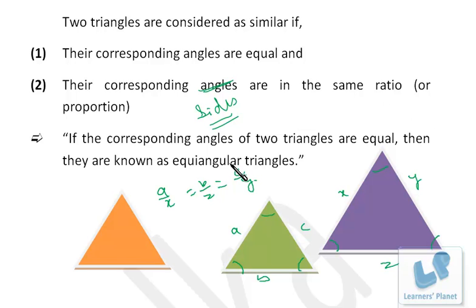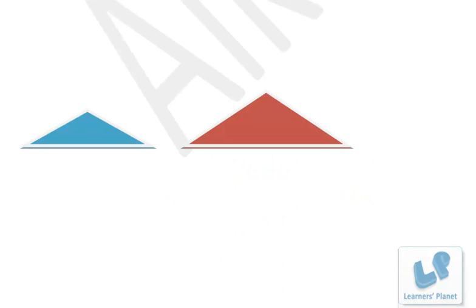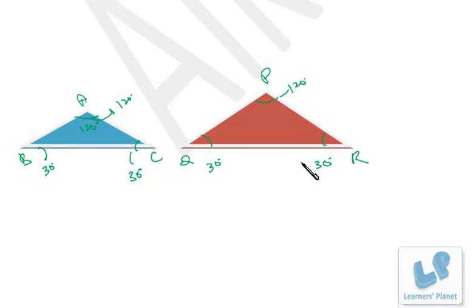I give you some more examples over here for similar triangles. Now we have these two triangles. This is A, B, C. This is P, Q, R, right? Now this angle is 120 degrees. This angle is 30 degrees. This angle is 30 degrees. Similarly, this angle is 120 degrees, this angle is 30 degrees, this angle is 30 degrees.